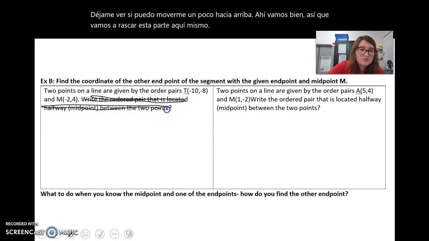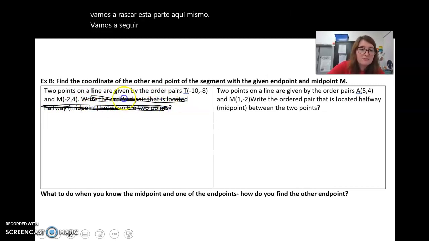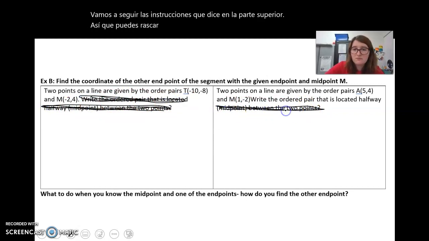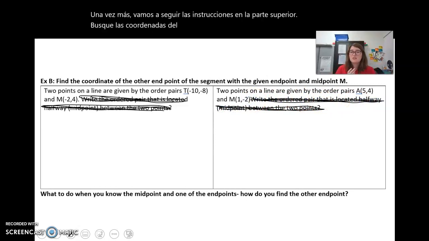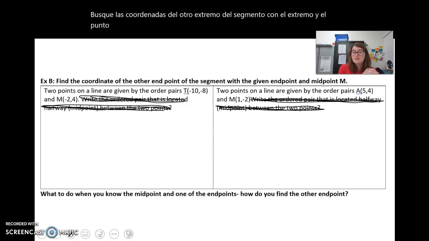We're going to follow the instructions that it says at the top. So you can scratch off this part right here too. Again, we're going to follow the instructions on the top. Find the coordinate of the other endpoint of the segment with the given endpoint and midpoint M. So M is our midpoint.